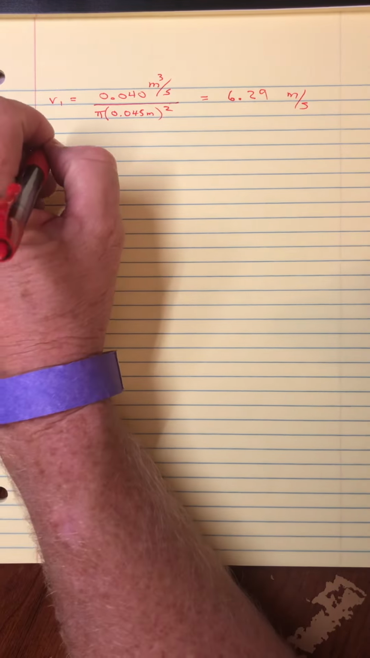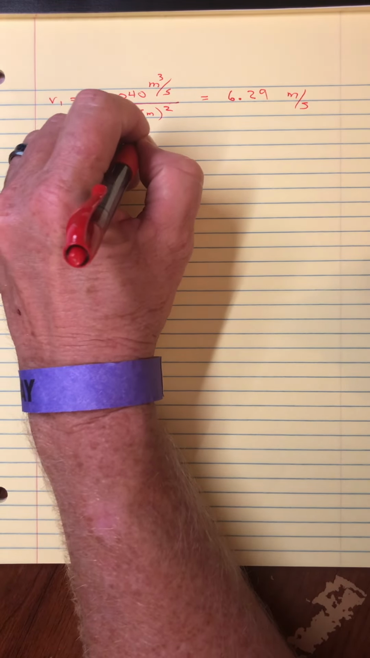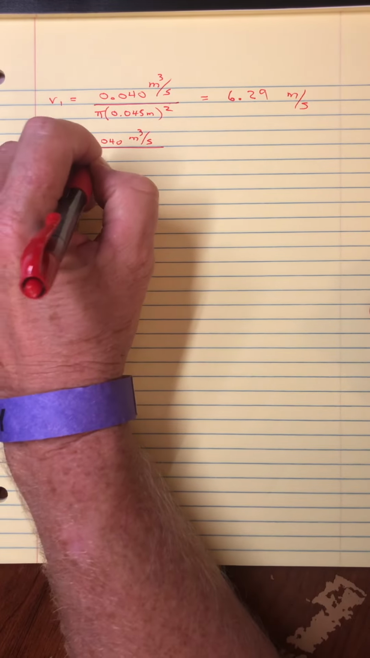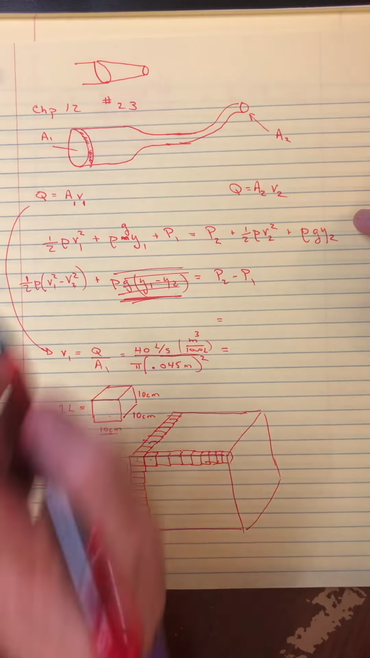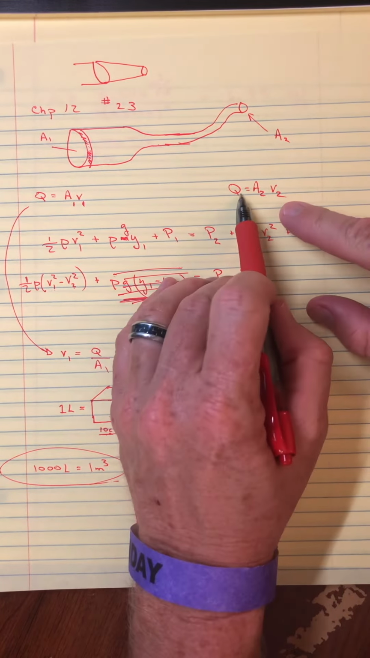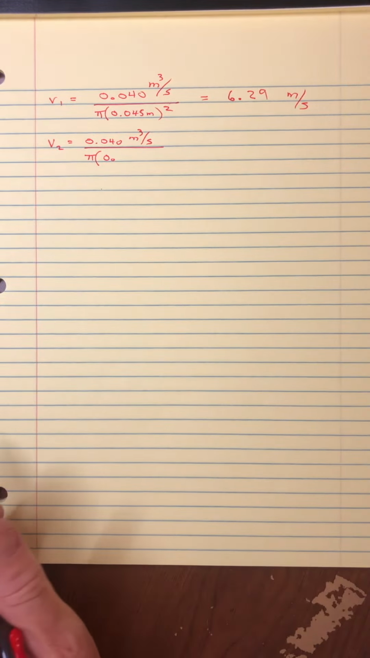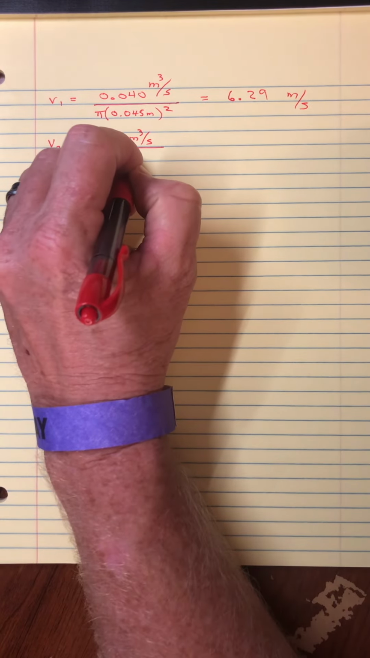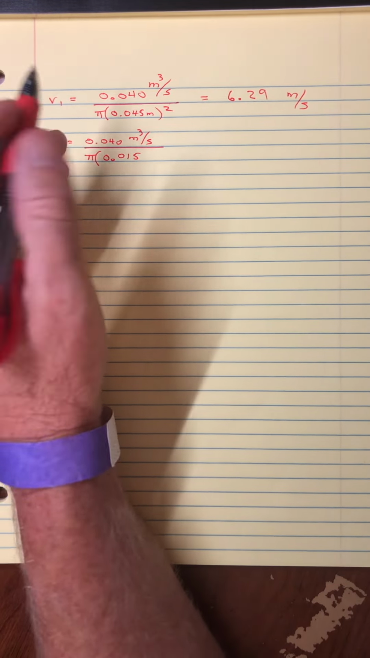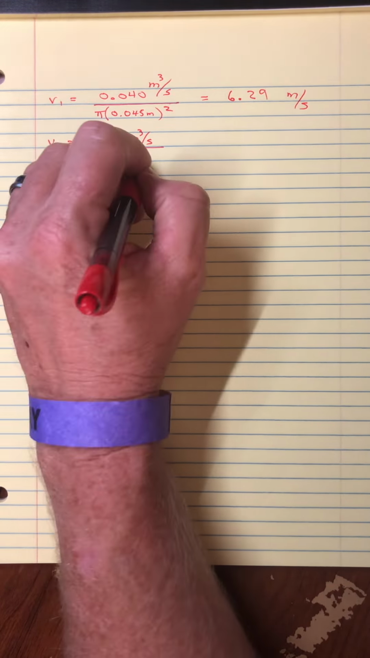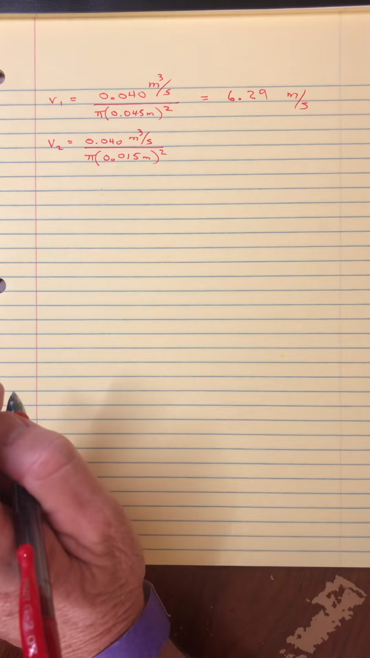Okay, now velocity number 2 would be the same flow rate, but now we've got to squeeze it. So coming over here, it narrows down, and so again, same flow rate. But the area is pi r squared, and in this case, let me just check here. They said the diameter is 3 centimeters. So half of that for the radius is 1.5 centimeters, and then move the decimal 2 places for meters.